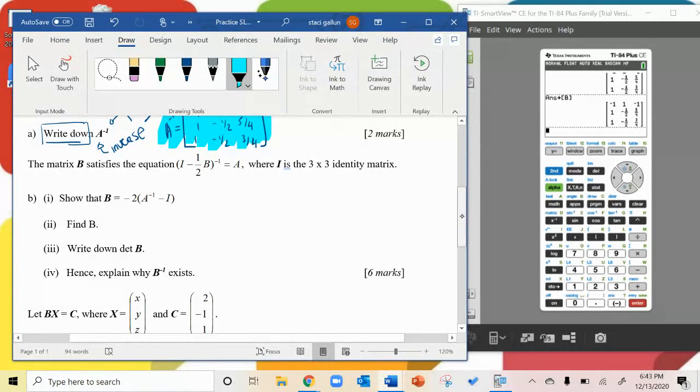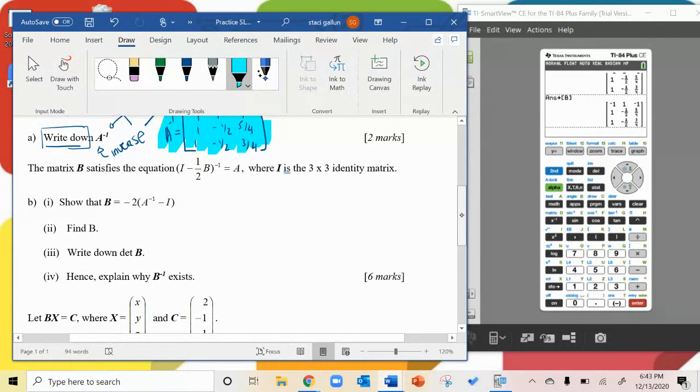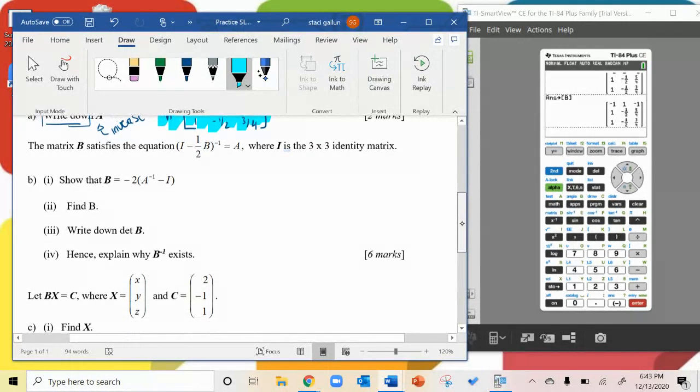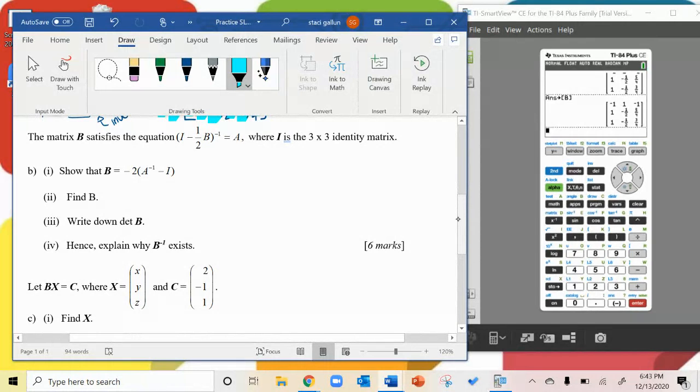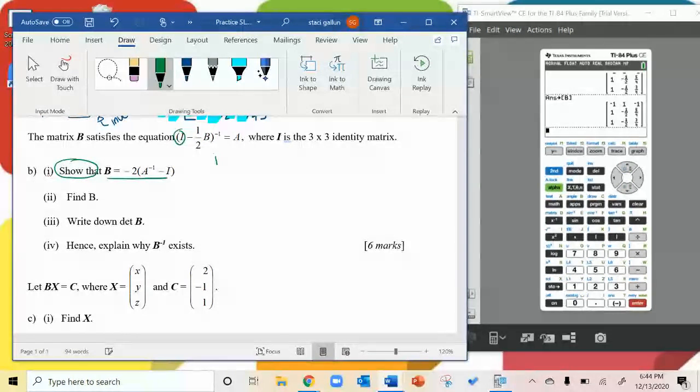I shouldn't have stored that as B, but it's okay. Matrix B satisfies this equation, with the same A that I already worked with: I, which is the identity matrix, minus 1/2 B, the inverse of that whole thing, equals A, where I is a 3 by 3 identity matrix. Show that this is true. So I'm going to go over here and do it.